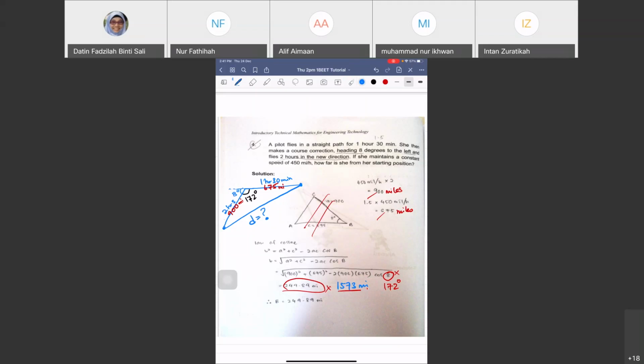The rest of you can also double check the calculation. Basically, you are using the law of cosine: the square root of 900 squared plus 675 squared minus 2 times 900 times 675 times cosine 172 degrees. Don't forget to take the square root. The rest of you can check the answer later. So that is number 4.